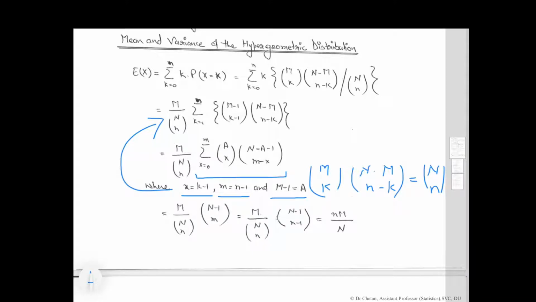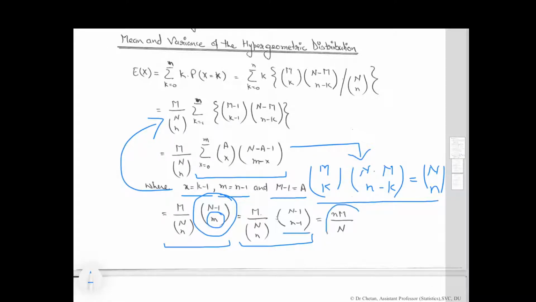Now compare this thing with this. Then this quantity will be equal to this quantity. This quantity will be equal to this quantity. As we put the value of small m, we will get this, which is equal to small n into capital M by capital N, which is the expected value of X, or we can say the mean of the hypergeometric distribution.